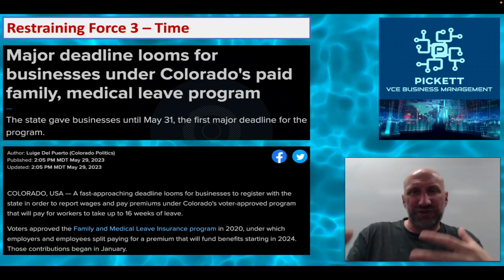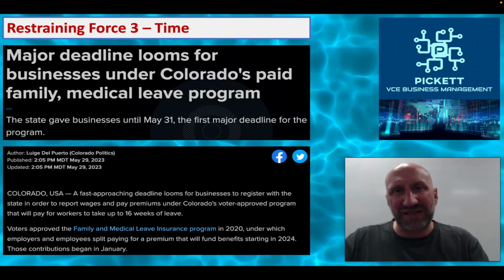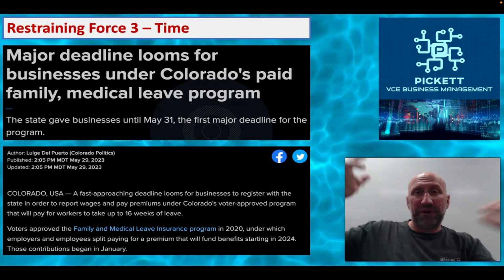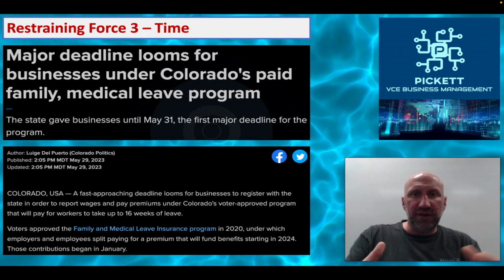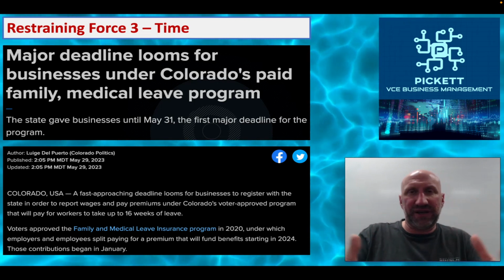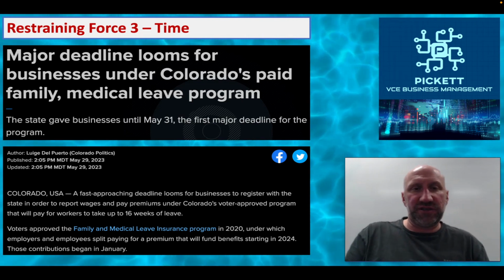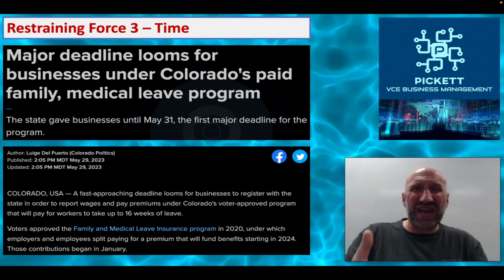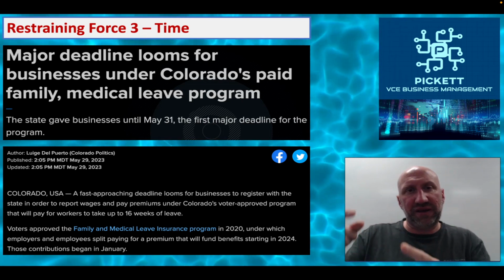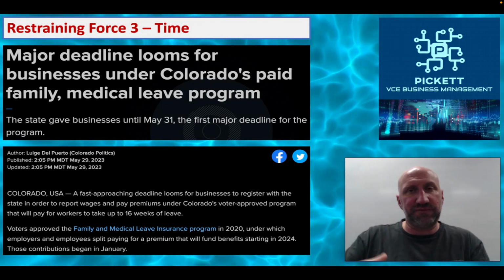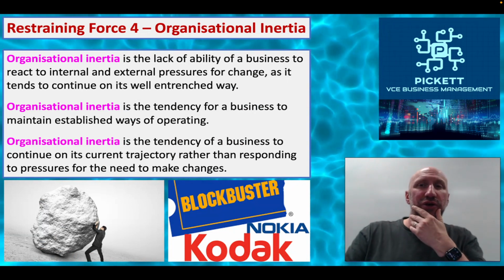So if this was an issue in 2020, even if it had not been approved by then, a proactive business would at least have been aware of it and building it into potential plans for the future, and not waiting till now and having to say, oh geez, we need to make changes to account for this leave program that's been announced by the state. So again, time: a good way to avoid time being a restraining force is by being proactive.